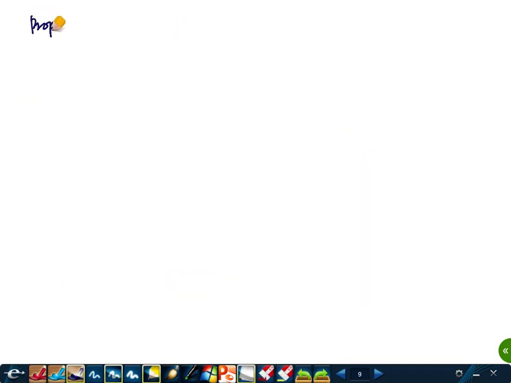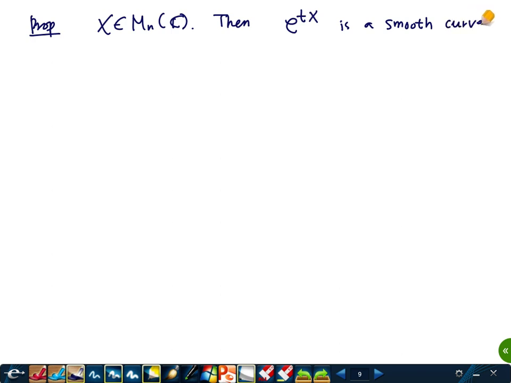Next proposition. X is an n by n matrix. Then e to the t times x, for t a real number (it could be a complex number, but usually we consider t as a real number), we are considering this as a curve. It's a smooth curve in the whole space, and so this is a function of t, a real number.